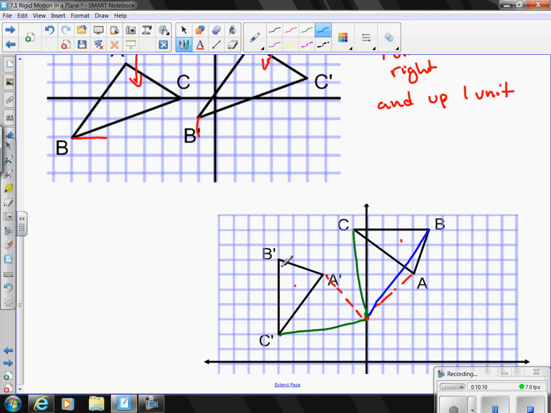So we'll talk about more later, but notice these lengths are all the same and these are all right angles. So this was a rotation of 90 degrees. So we want to describe the rotation. What direction was it? Here's our pre-image and image. So we're rotating 90 degrees counterclockwise.